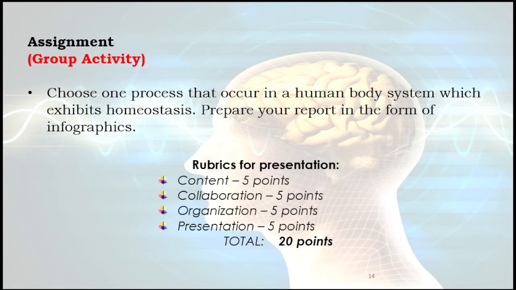Now for your assignment, this is a group activity. Please choose one process that occurs in the human body system which exhibits homeostasis. When we talk about homeostasis, we are referring to the state of balance in our body. You have to prepare your report in the form of infographics. And please be guided of the following criteria for your presentation.